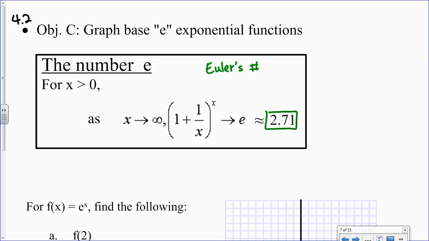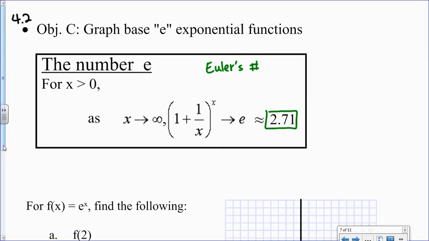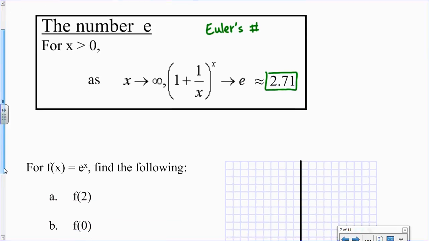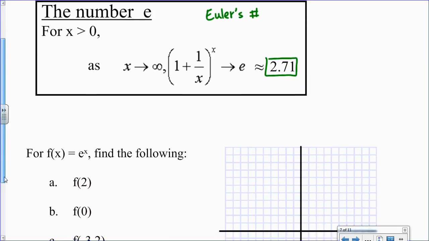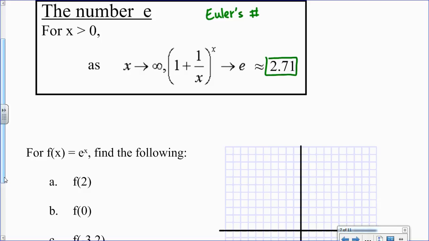So you have an e to the x button on your calculator. It's by ln, by the natural log. So we're just going to evaluate some of these. We'll graph in just a minute, but for now, we just want to evaluate. Let's just round to the nearest hundredth place, so 2 decimal places.